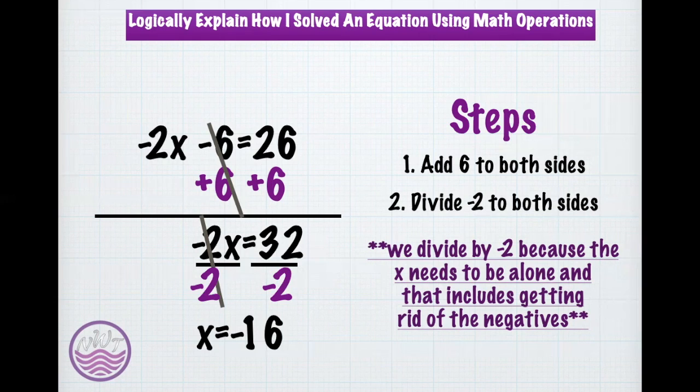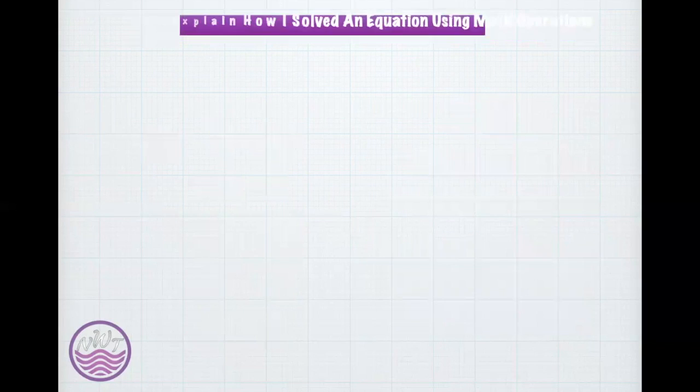And one thing I wanted to point out, as you guys can see, we divide by negative 2 because the x needs to be alone, and that includes getting rid of the negatives. So if I were to have divided by a positive 2, which I see so many students do by accident, I end up not getting rid of the negative, and it will stay with the x. And what we've learned about in our previous videos is that the x has to be alone. If there's a negative in front of the x, it is not alone. So you would then have to do an additional step. So if you just divide by the negative number to begin with, if it's there, it'll save you some time. Let's look at another example.